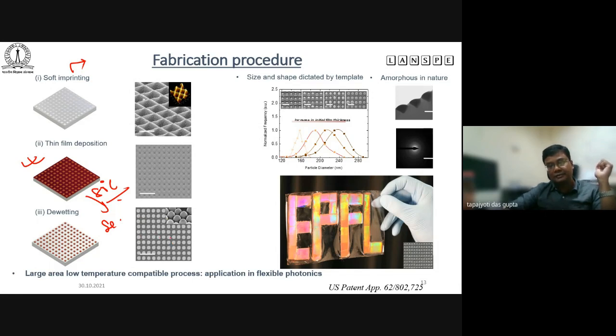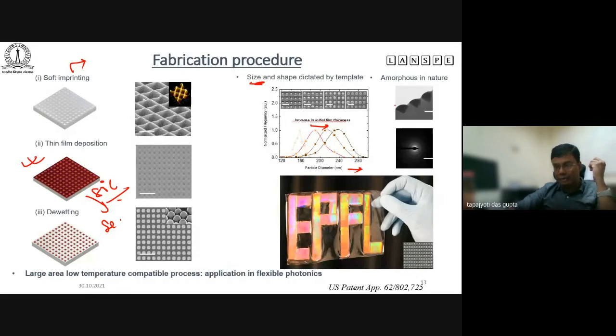You see, very uniform structures, and I'll show you how you control the uniformity also. Of course, now you understand that the template behind dictates your position and the shape of the particles. The size can also be tuned by the initial film thickness. Let's say 40 nanometer and 60 nanometer won't give the same size; as you increase the thickness, your particle diameter increases.